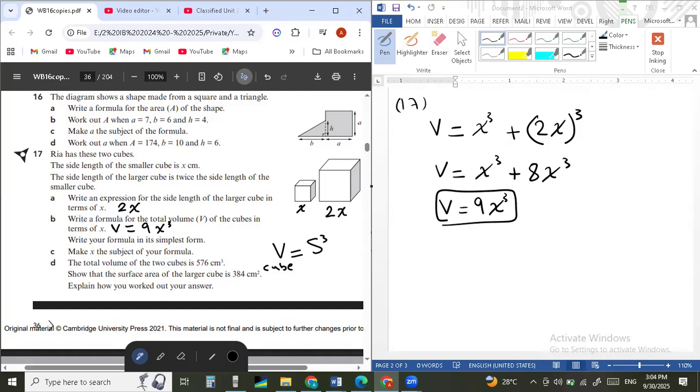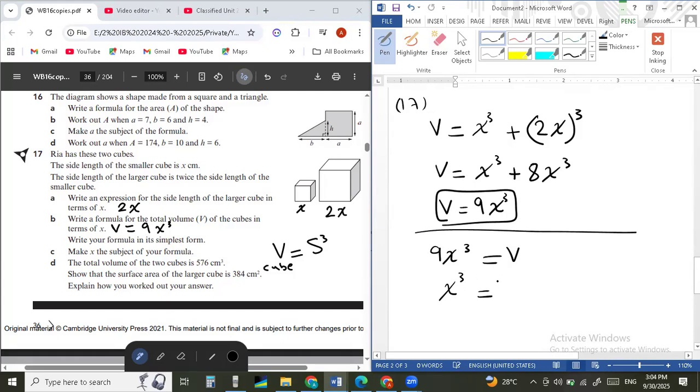Make x the subject of the formula. No problem. Let's make x the subject. So I'm going to swap: 9x cubed equals V. I need to get rid of the 9. It's multiplication, so send it over as division. So x cubed equals V over 9. I need to get rid of the cube, so send it over as a cube root. So x equals the cube root of V over 9. Now I made x the subject of the formula. That's question B.